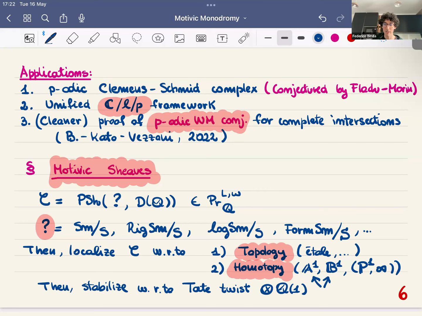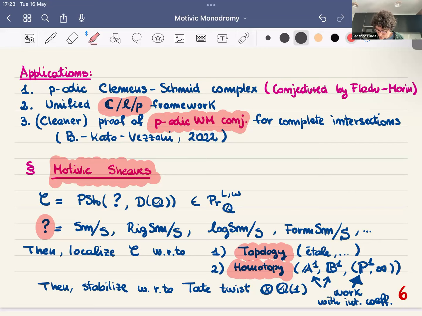This gadget instead allows you to work with integral coefficients and somehow allows you to keep track of invariants which are killed by A1 homotopy theory. I will not talk much about this today, but it's related to another part of my research, so I wanted to advertise this a bit. For what we do today, it's actually enough to work with more classical motivic categories. Once you have done that, of course you have to stabilize with respect to the Tate twist, because you want to be able to suspend and desuspend as many times as you like with respect to your sphere, and the sphere in this case is given by G_m.